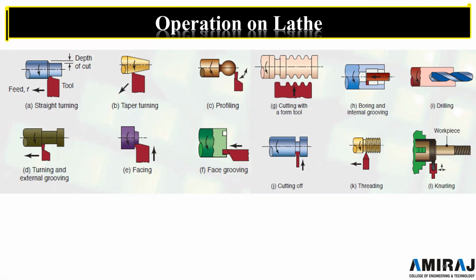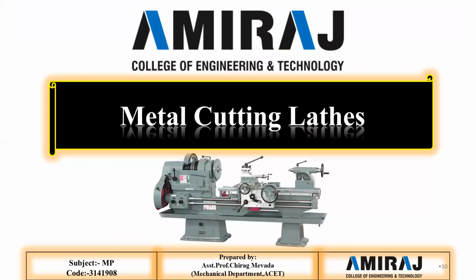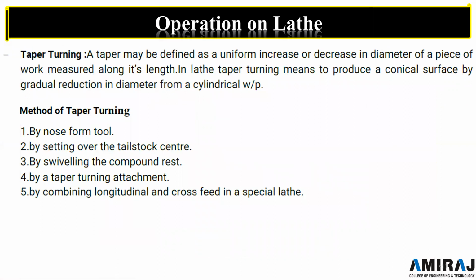Now the next very important operation performed on the lathe machine is taper turning. As we have seen turning, taper turning may be defined as a uniform increase or decrease in diameter of a piece of work measured along its length. So basically, in taper turning, we increase or decrease the diameter of the workpiece from one end to the other end in a uniform manner.